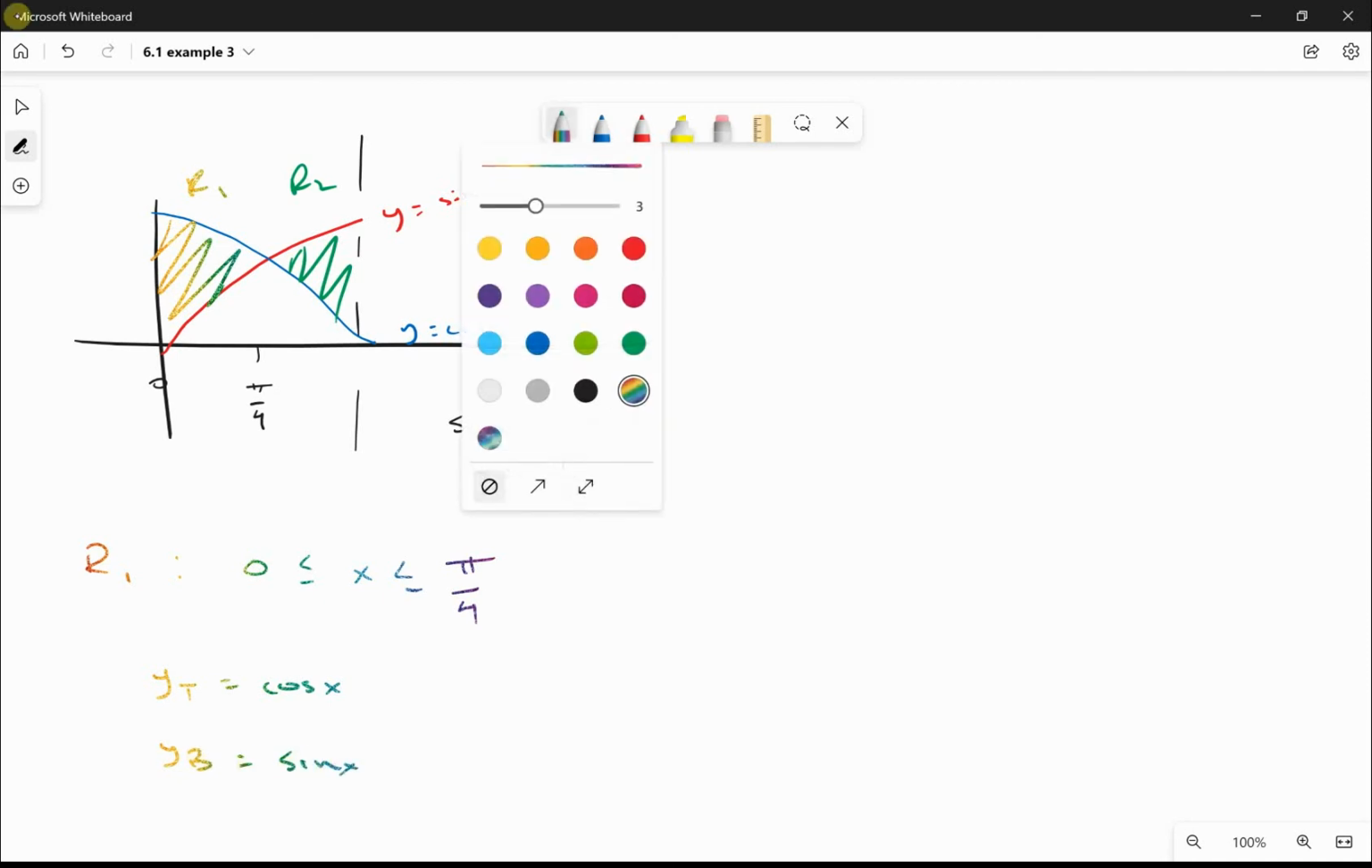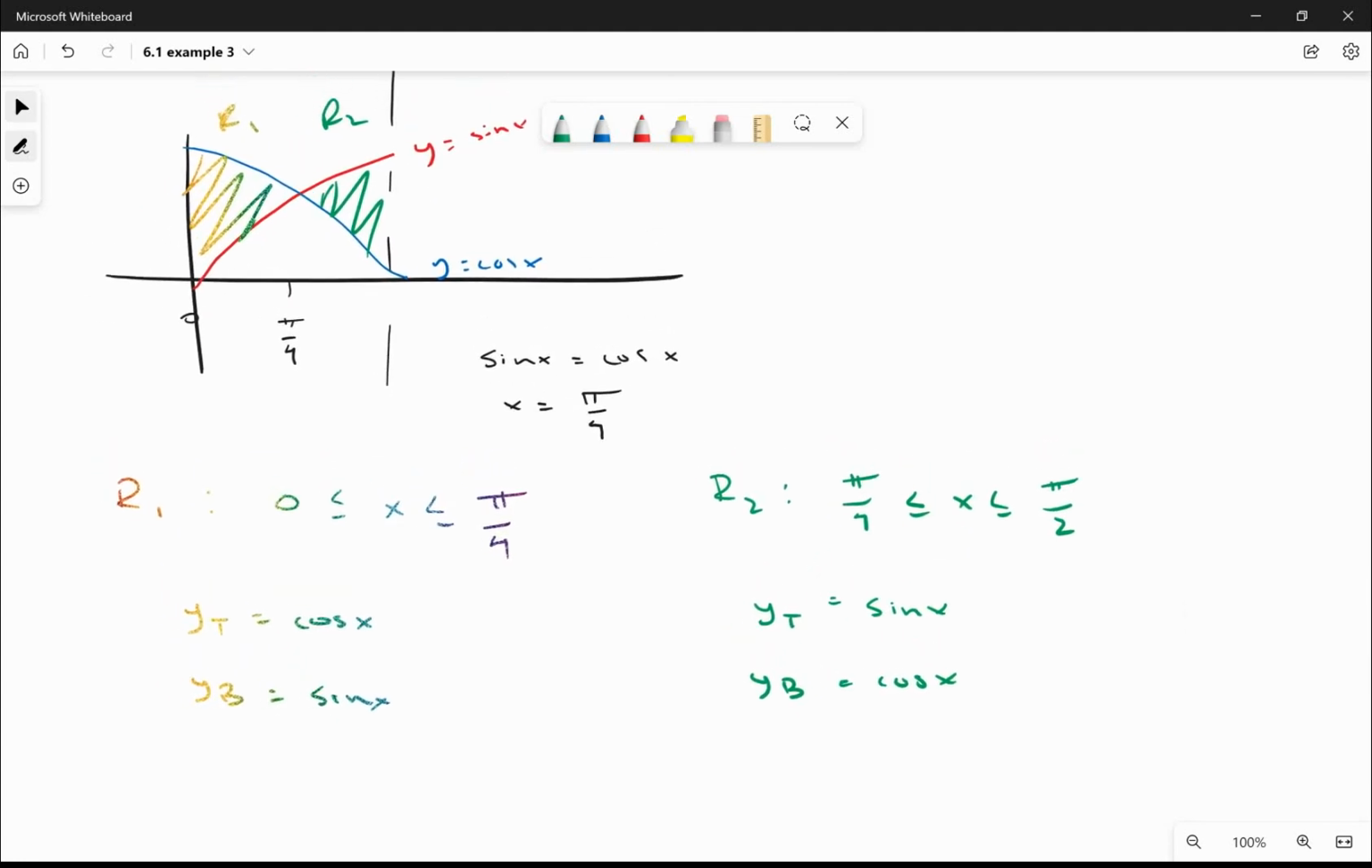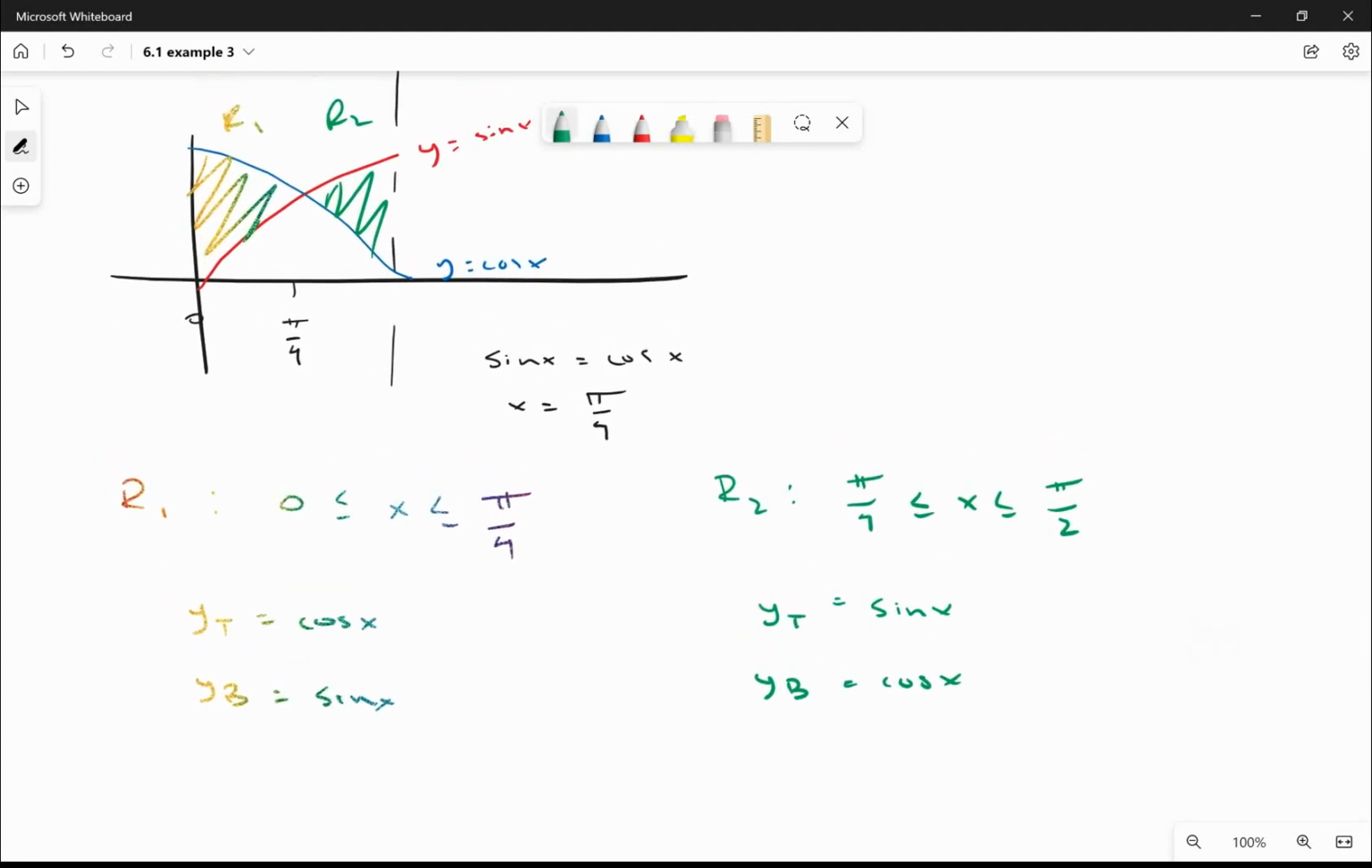And then on region 2, which goes from pi over 4 to pi over 2, we have that the top function is the red curve, which is sine x, and the bottom curve is cos x, the blue curve. So we can find the area of each of these regions and then just add them up, and we'll get the total area of the whole region.